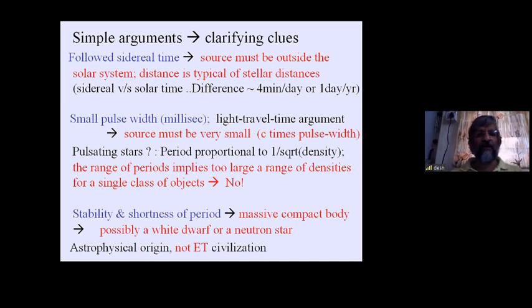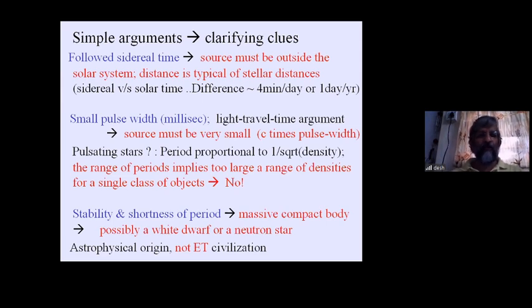One also looked at the duration of this emission, which appeared in narrow pulses of a few tens of milliseconds width. And by using a simple light travel time argument, essentially saying that the source must be smaller than the speed of light times the pulse width, because if it were bigger, it would smear the pulse width.